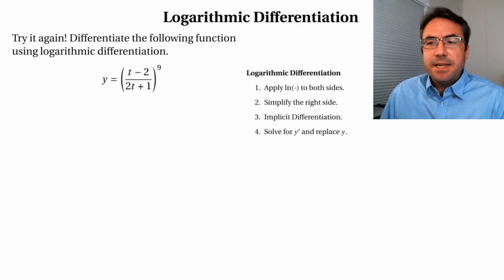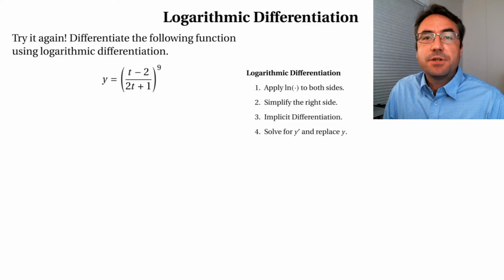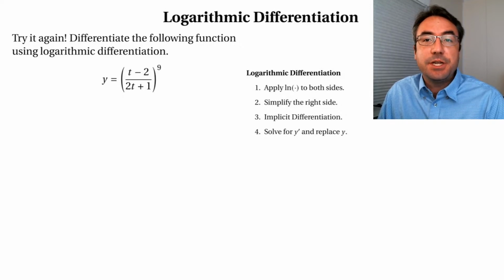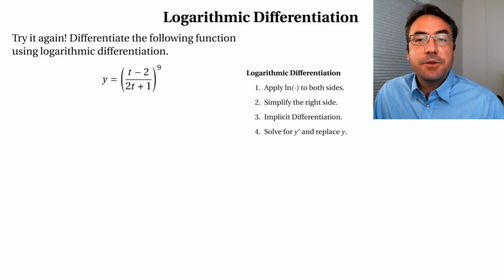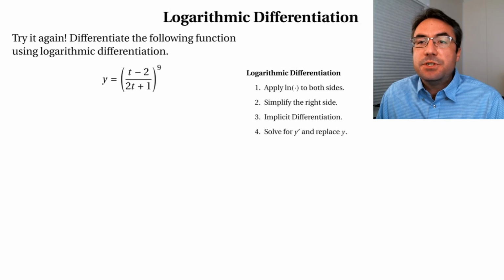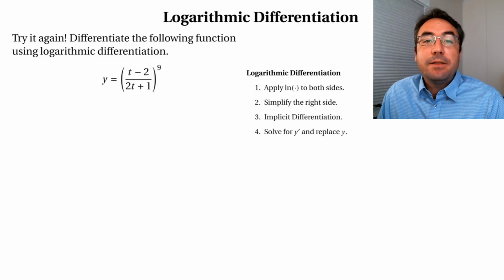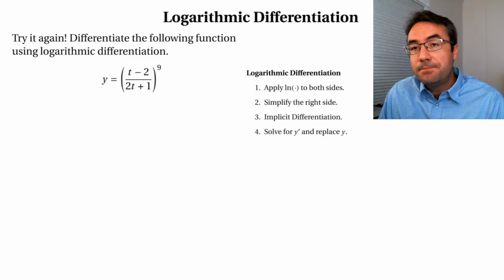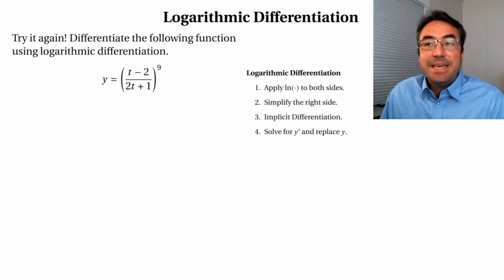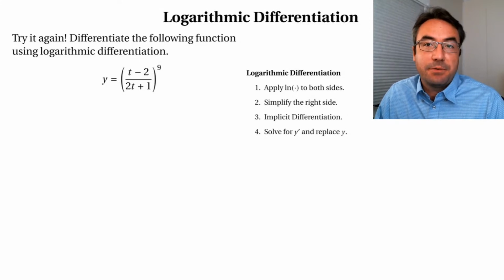All right, so let's get into it. And today, like I said, we're going to finish off talking about logarithmic differentiation. And so we calculated the derivative of this function last time. It was y equals (t minus 2) divided by (2t plus 1), all raised to the power 9. And last time we did it, we used the general power rule, and then we used quotient rule. This time, we're actually going to use the technique of logarithmic differentiation so that we don't necessarily have to use all of those rules to calculate the derivative.